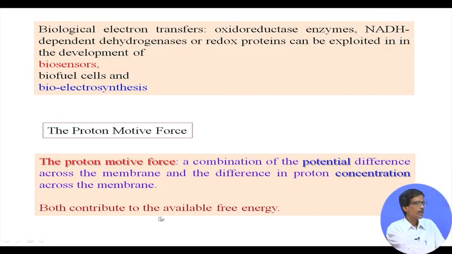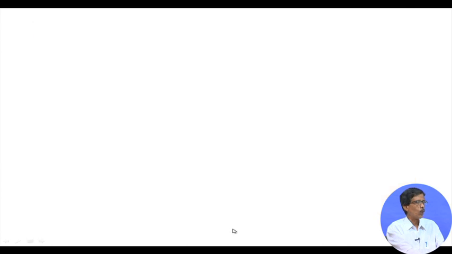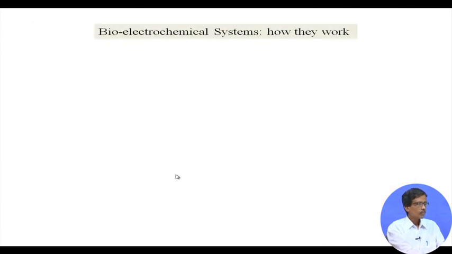So, both these things contribute. You must have a potential difference across the membrane, and the electrodes can also contribute to that potential difference, and your difference in proton concentration can also contribute to the available free energy change for a particular type of reaction to go. So, these bioelectrochemical systems, we have them in our hand, and we should know now how they work.